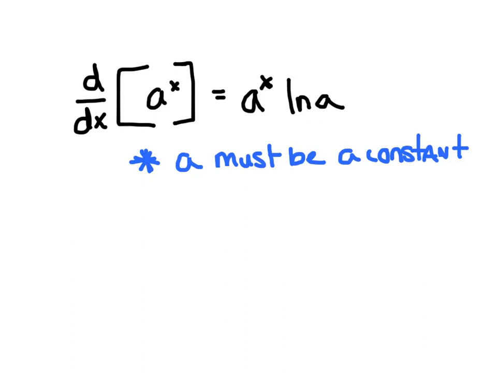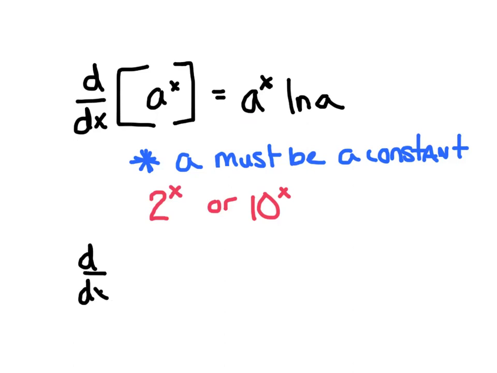Okay, now again, just picture your favorite constant. Maybe this function is 2 to the x, or maybe it's 10 to the x, whatever your favorite exponential function is, there are bases other than e. And here's the rule, it's a to the x ln of a.